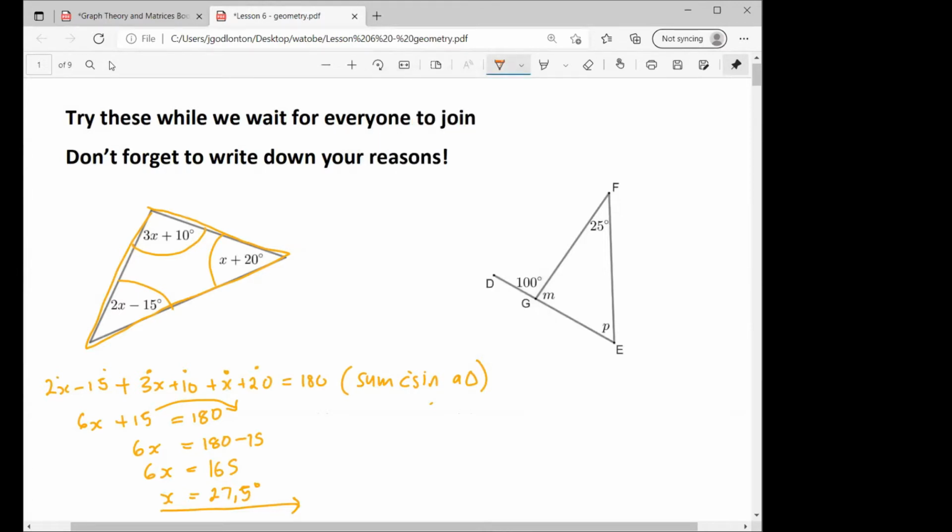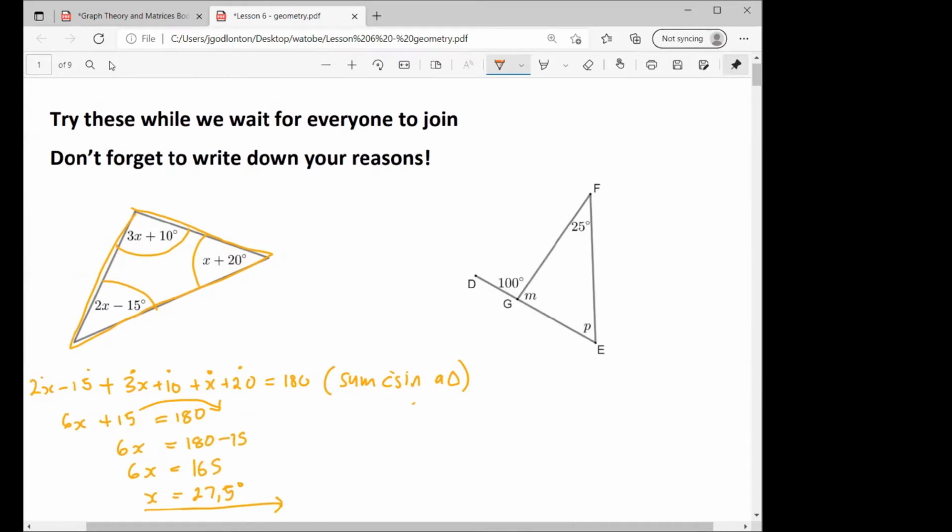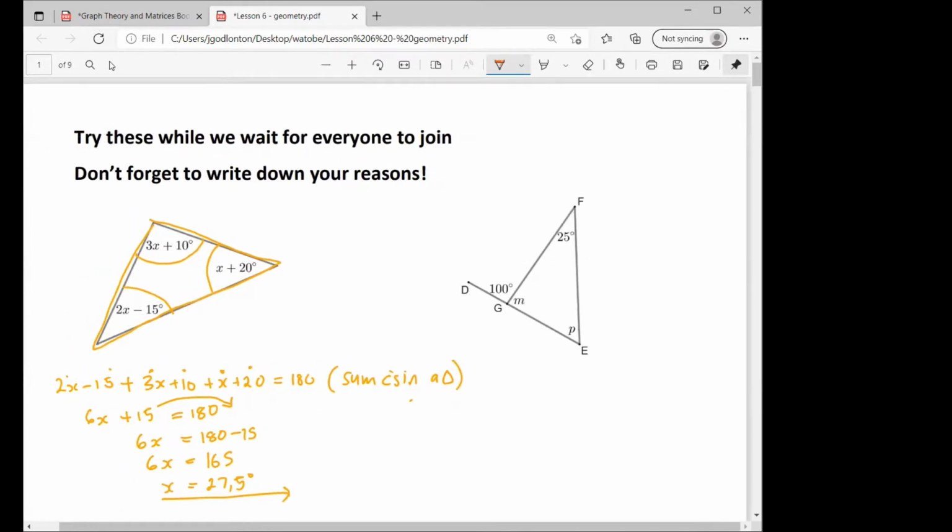Okay, let's have a look at our second triangle. So our second triangle, we're looking for M and we are looking for P. Let me just shrink this a little bit so those of you who are working on there can still see it. Now, you could have done this in a whole bunch of different ways.